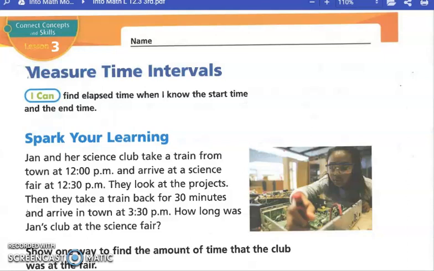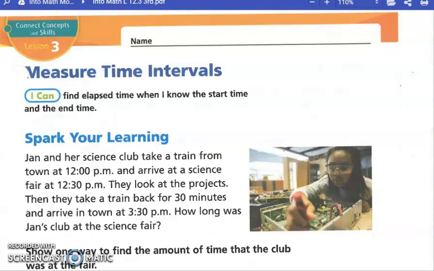Okay, so Jan and her science club take a train from town at 12 p.m. So that's lunchtime. Okay, and arrive at a science fair at 12:30 p.m. They look at the projects, then they take the train back for 30 minutes and arrive in town at 3:30 p.m. How long was Jan's club at the science fair? So there's a lot of things in play here. We need to look at what time they left their school, how long the train ride was, right? And the time that they got back home.